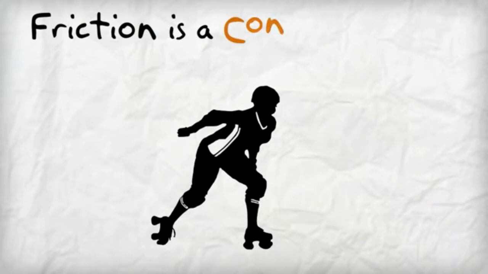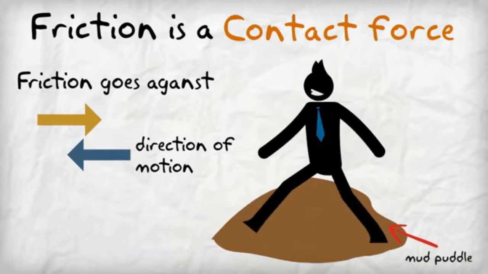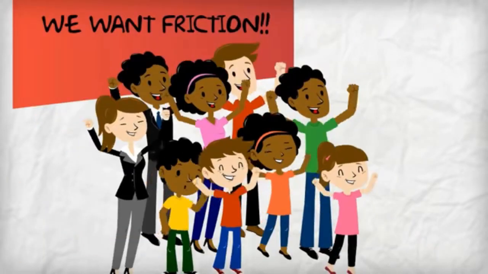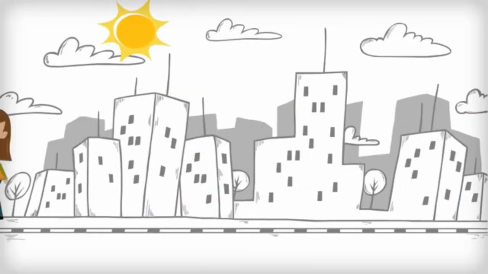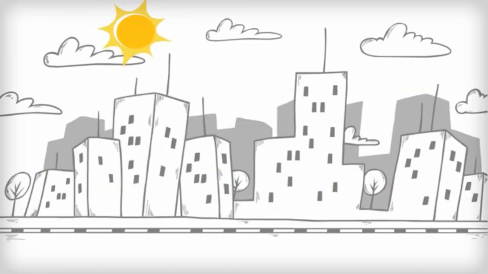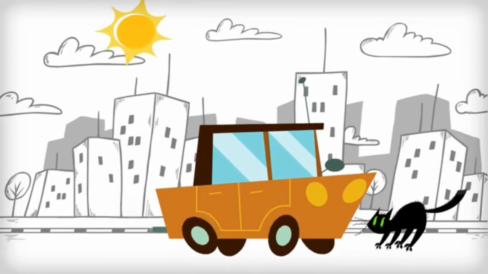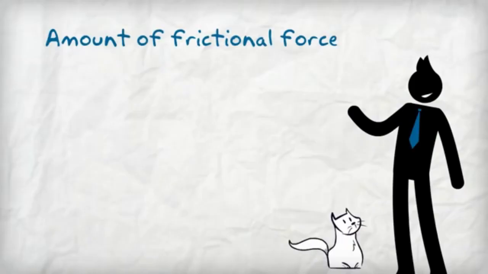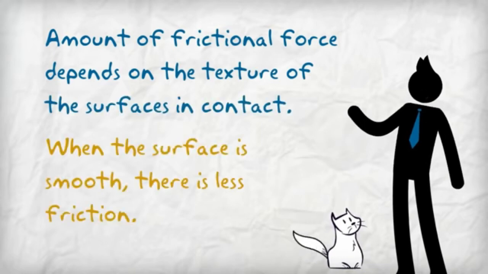Friction is also a form of contact force. Friction goes against motion, so it can slow things down and make movement difficult. There are many things we couldn't do without friction. Friction holds us to the ground, allowing us to walk without slipping. Friction causes a car to brake. The amount of frictional force depends on the texture of the surface in contact. When the surface is smooth, there is less friction.